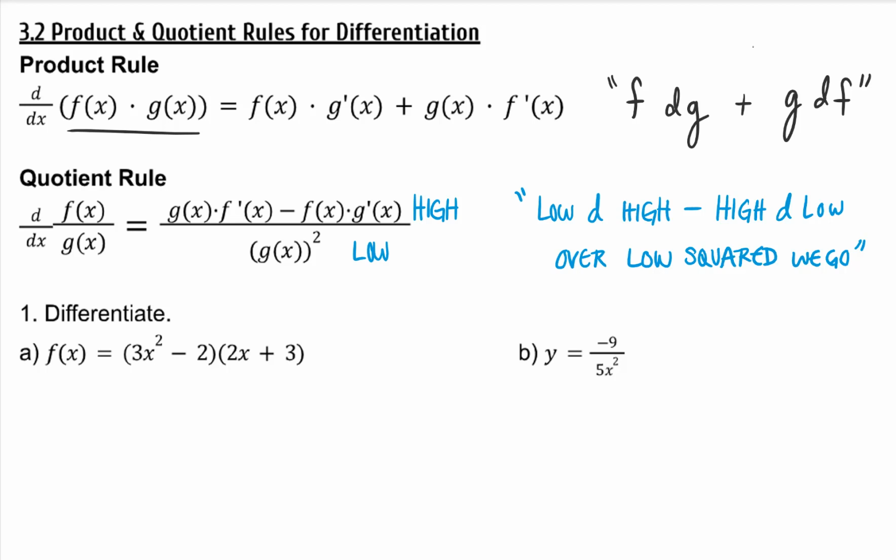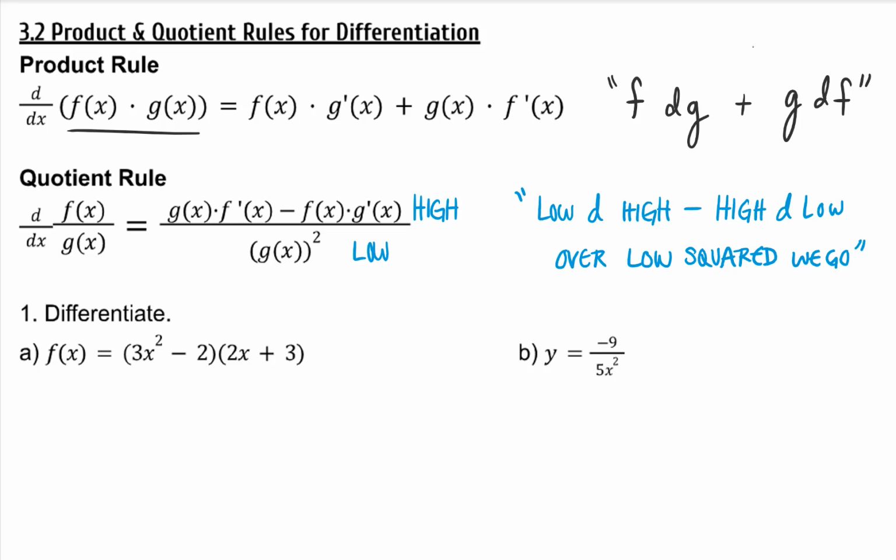For the quotient rule, if you have f of x over g of x, you take the denominator function times the derivative of the numerator function, minus the numerator times the derivative of the denominator function, all over the denominator function squared. So I like to call the denominator low and the numerator high. In that case, our formula is low d high minus high d low over low squared we go.